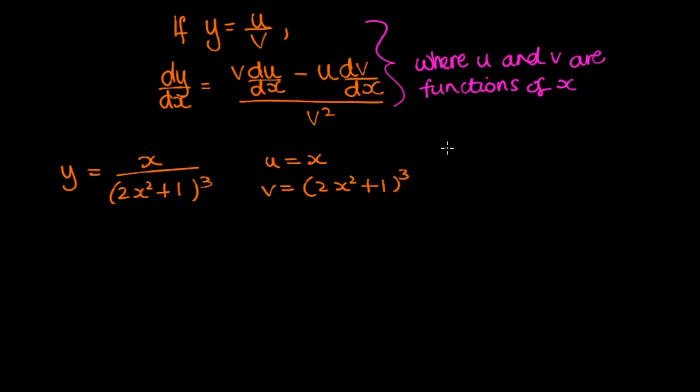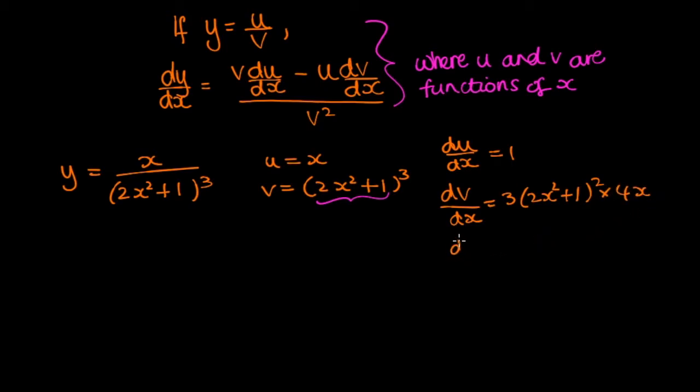So if u is equal to x, then du by dx is equal to 1. And in order to find dv by dx, we're going to need to use the chain rule. So when we use the chain rule, we're going to bring the power down and reduce it by 1. So we're going to be left with 3 times (2x squared plus 1) squared, and we're going to multiply by the inner derivative, so the derivative of 2x squared plus 1, which is 4x. Therefore dv by dx is equal to 12x times (2x squared plus 1) to the power of 2.